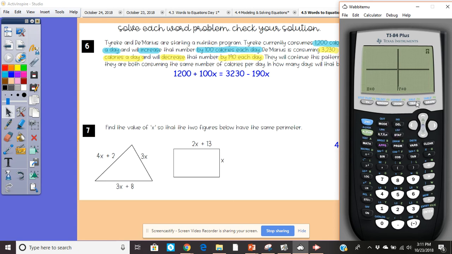We're going to go ahead and try it. Second trace 5. No, we didn't do something right. I see what I did. Should be plus. I apologize.